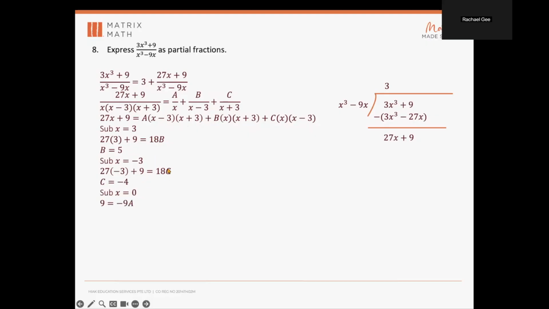Sub x equals 0, and you'll get rid of your B and your C, then you're left with A. So -9A equals 9, so A is -1. Therefore your partial fraction will become like this. Don't forget your 3, because over here previously there's a 3. You are doing partial fraction based on the fraction here, and the fraction here will become this. Your 3 still remains. And that's all.